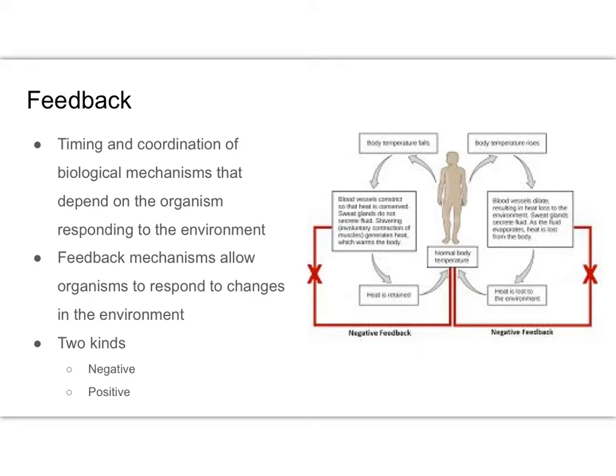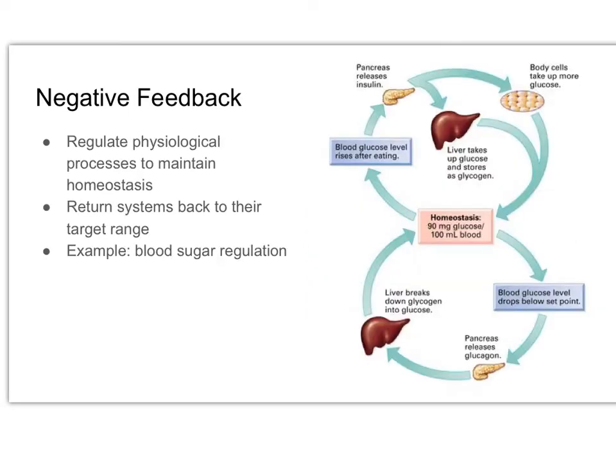This is your body's ability to grow, to reproduce, to maintain homeostasis. It's all of those systems working together to maintain that for you, and it's all based off of responding to the environment, both internal and external stimuli. Feedback mechanisms are categorized in two basic ways, either negative or positive feedback. We're going to look at both of those in detail, starting with negative feedback mechanisms.